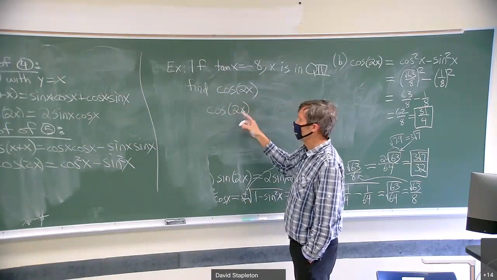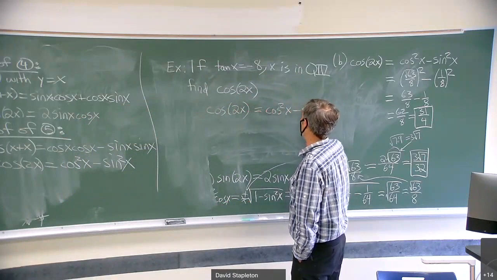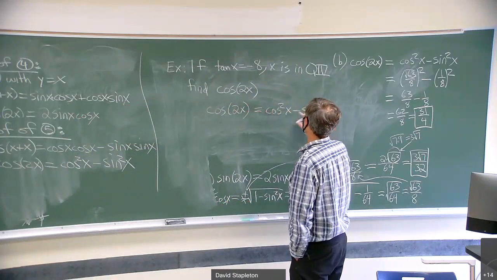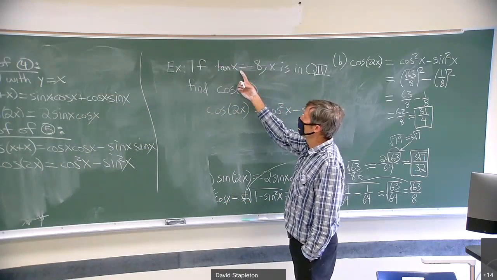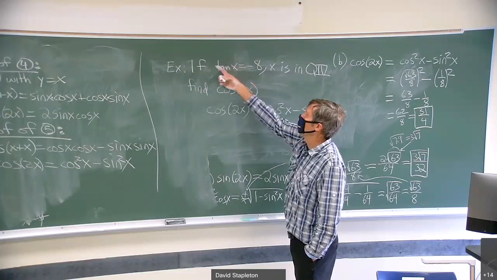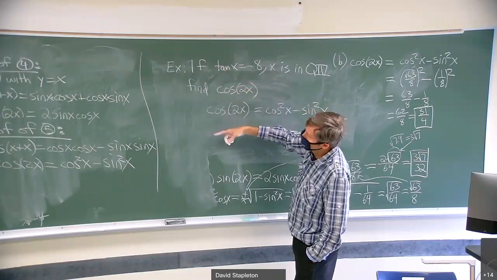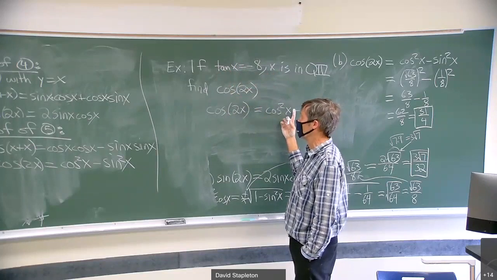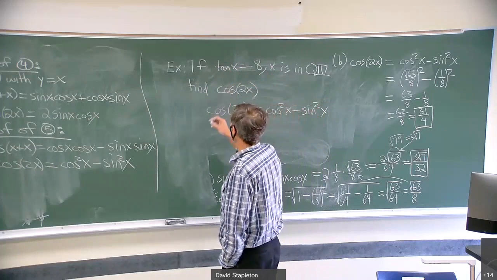I go to the double angle identity immediately. So that's cosine squared minus sine squared of x. So I need sine and cosine of x from tangent. You can use the Pythagorean identity with tangent and secant to find secant, and then use secant to find cosine, and cosine to find sine. That's fine too. I won't be picky which way you do it. I like to do it this way.